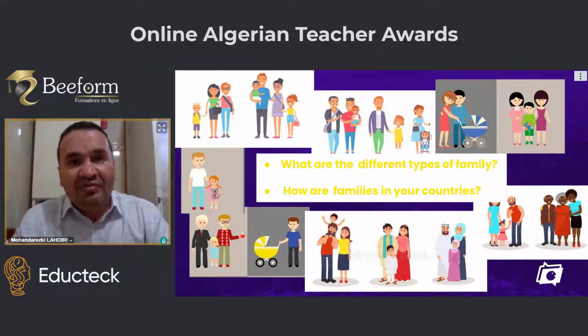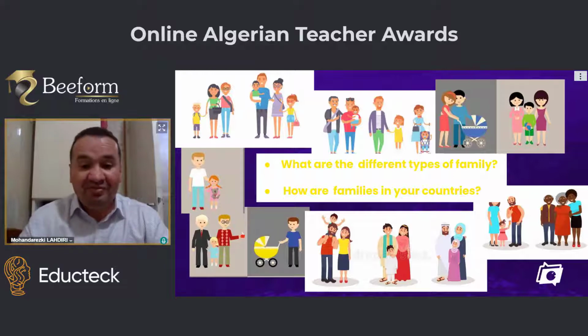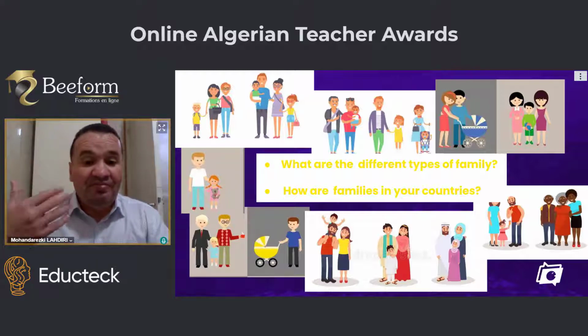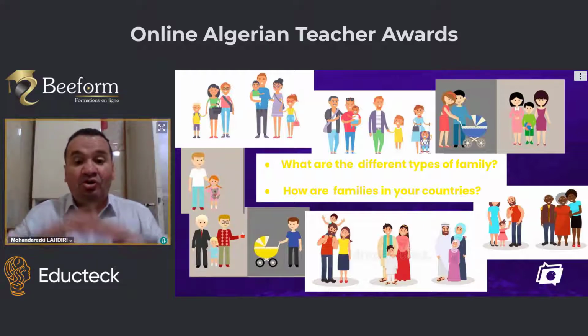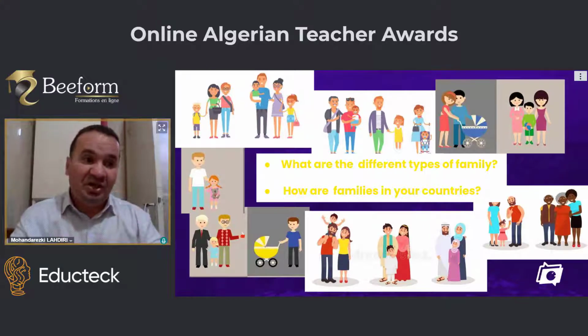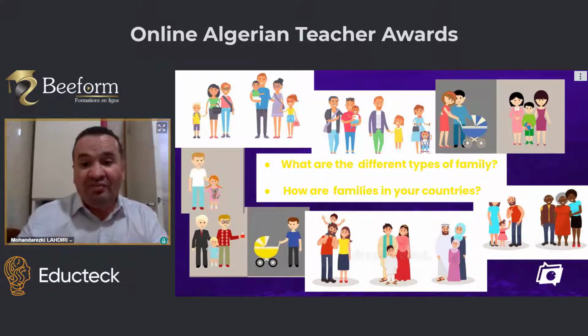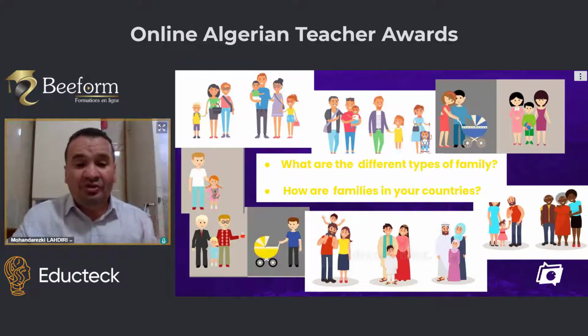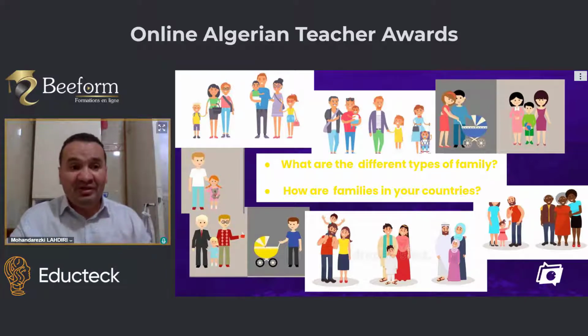So the different types of family we have, first, the nuclear family. And the nuclear family is a family which is composed of grandparents, parents, and children. That means here the whole family or the large family live in the same house. Some others say the small family, which is composed only of parents and children. And some others would say a step family, that means the grandparents from both sides live together and they share the same house.